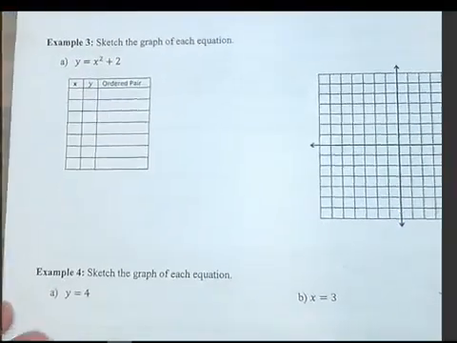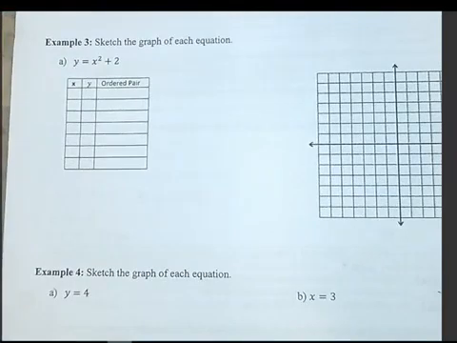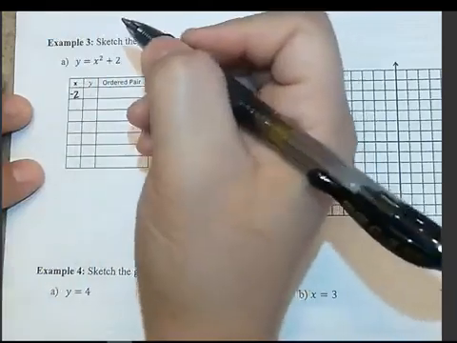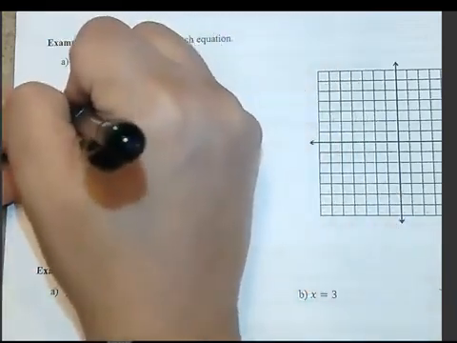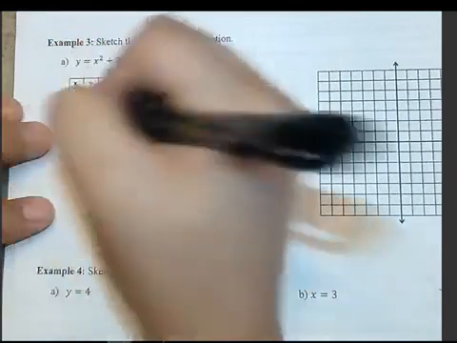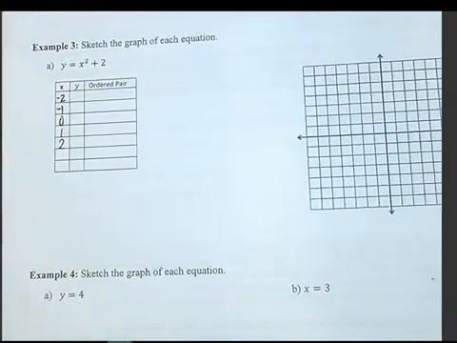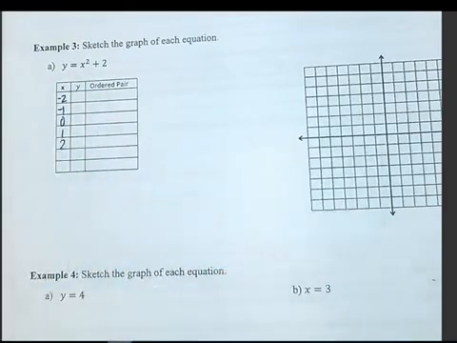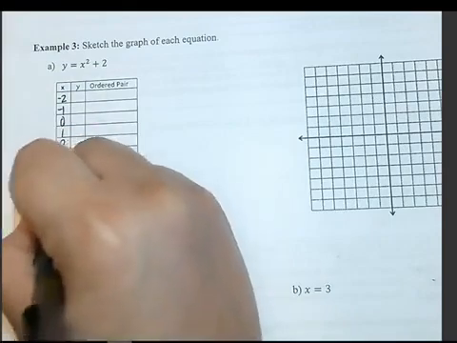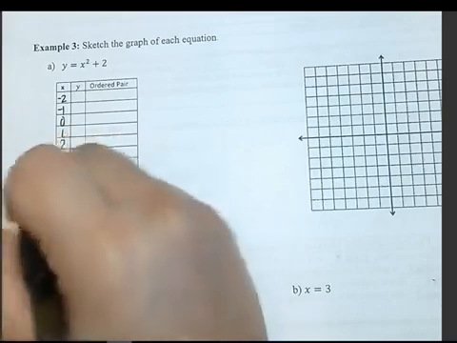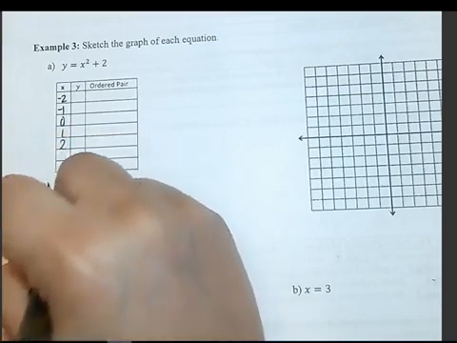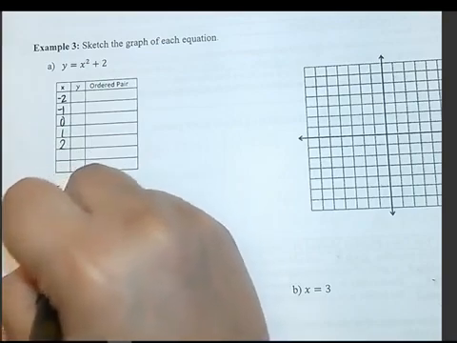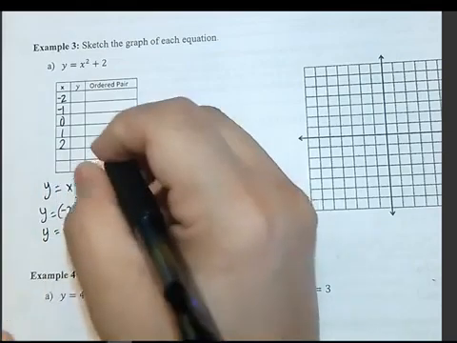Let's try one more. So here I'm going to pick for x -2, -1, 0, 1, and 2. In later sections, you'll be able to look at this and sketch the graph without having to draw a table. But for now, we can stick with the table. So here we have y is equal to x squared plus 2. -2 squared is 4 plus 2, which is 6.